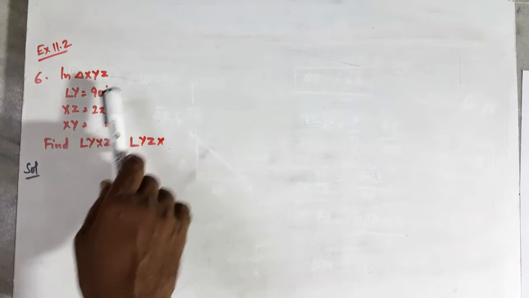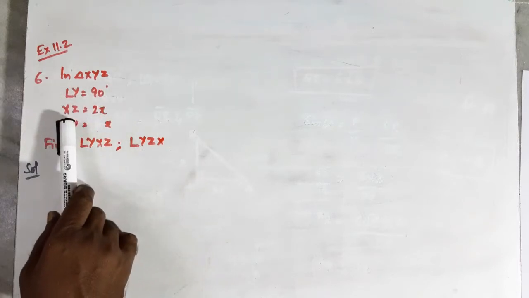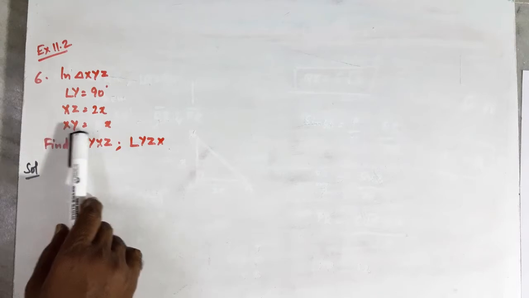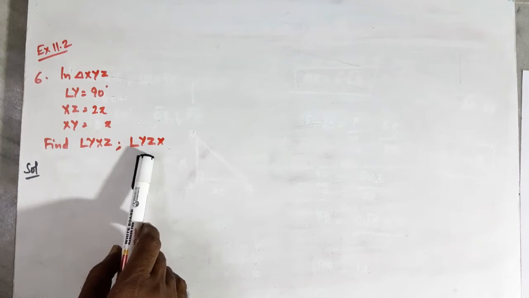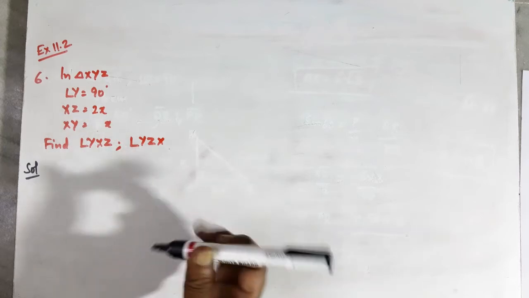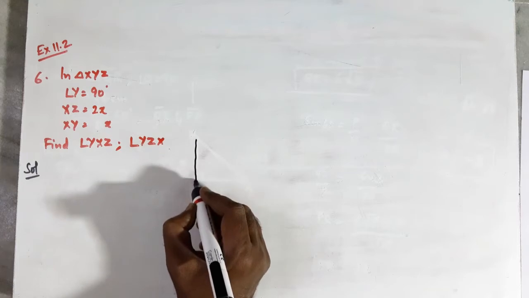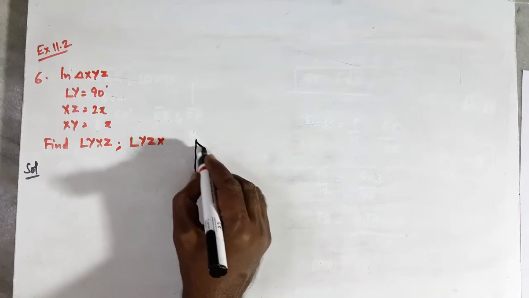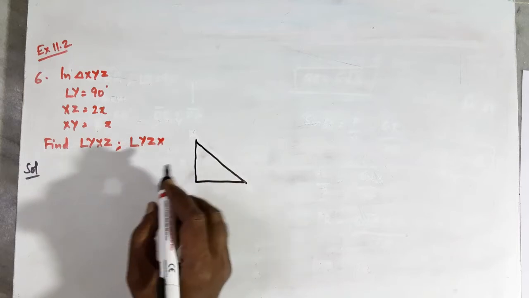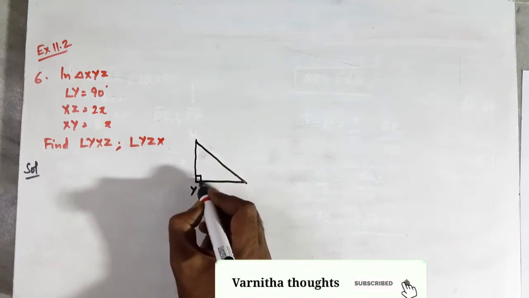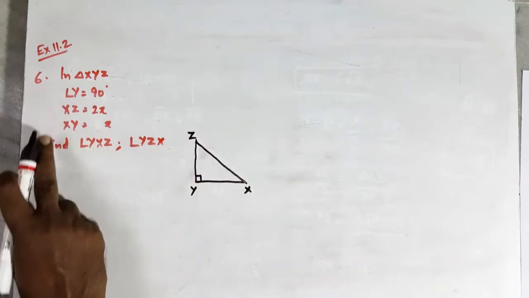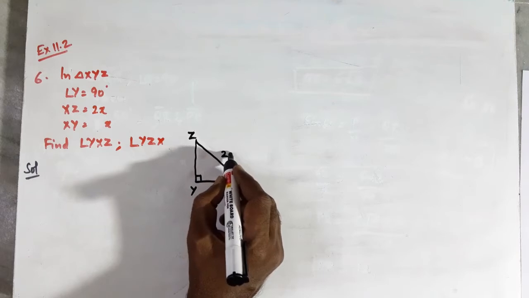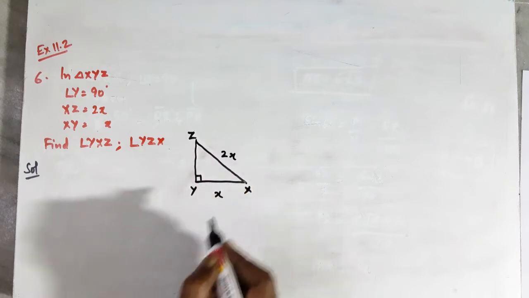Okay children, now let us go for the sixth problem. In triangle XYZ, angle Y is equal to 90 degrees, XZ is equal to 2x and XY is equal to x. Find angle YXZ and angle YZX. So here let us take a right angle triangle. Angle Y is equal to 90 degrees. XZ is equal to 2x, XY is equal to x.